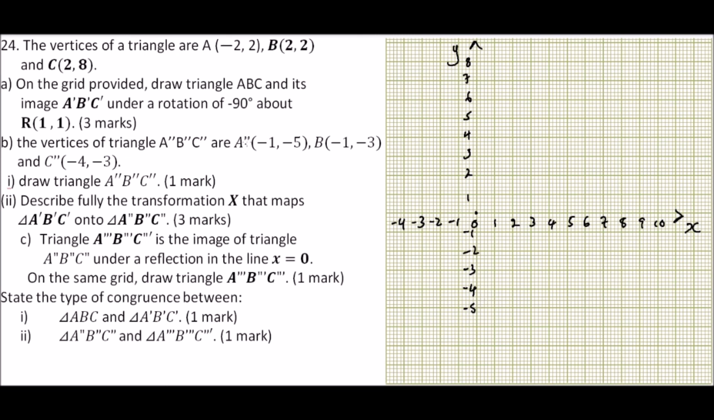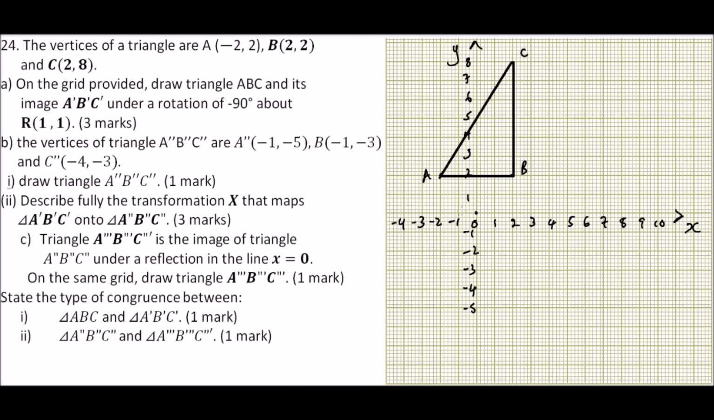So we are told that A is (-2, 2). So this is where we have our A. We have B is (2, 2). So this is where we have our B, (2, 2). And let's write it here. We have our C at (2, 8). (2, 8) is that point. So this is where we have our C, and we join the 3 points to come up with our triangle. That is our triangle ABC.